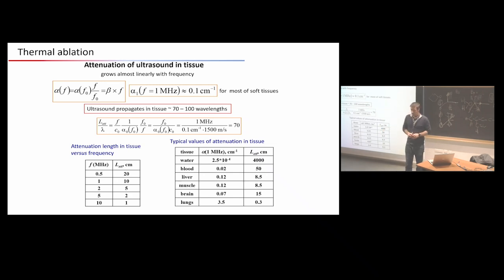What is also important is the tissue in which you are propagating, because the different tissues we have in the body have different attenuation properties. Soft tissue will not attenuate in the same way as bones, or muscle, or liver. They have different properties. That means they will not absorb the ultrasound wave in the same way, so the temperature increase will be different in those tissues.